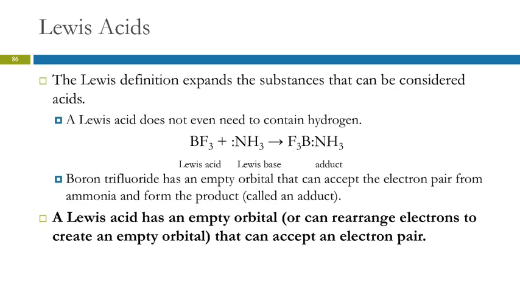So Lewis acids are going to accept electron pairs. So the Lewis acid has to have an empty orbital or is able to rearrange its electrons to form an empty orbital that can accept that electron pair. The hydrogen ion has an empty orbital, right? Because it has no electrons. It definitely has an empty orbital that it can accept the electron pair from nitrogen.